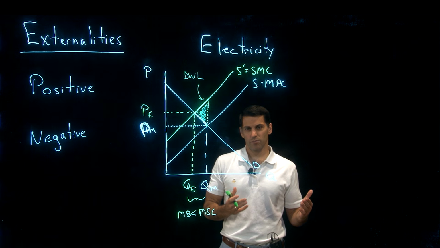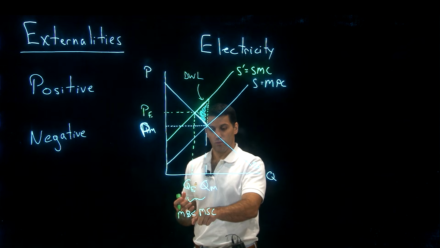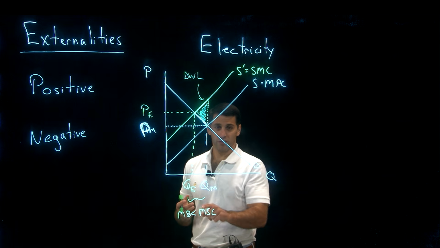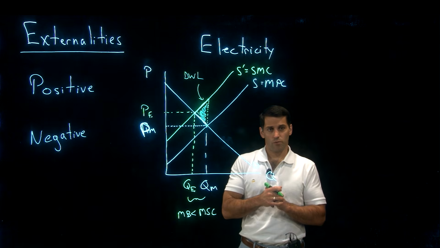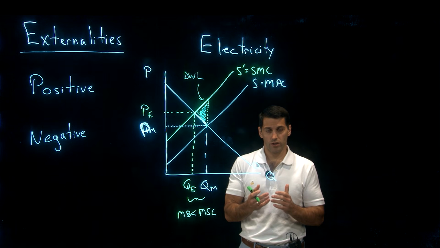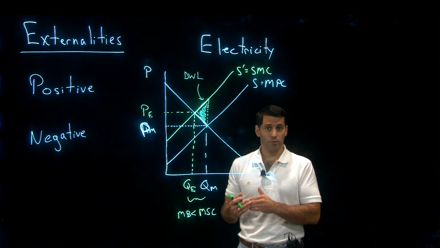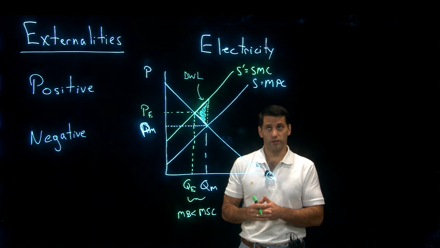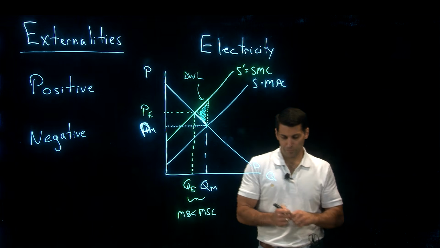And so what does that mean here? If you look at this, we're saying that's the area where we're producing where marginal benefit is less than marginal cost. And if you think back to our previous chapter, we defined an efficient outcome in the market as one where the equilibrium quantity is such that marginal benefit equals marginal cost.